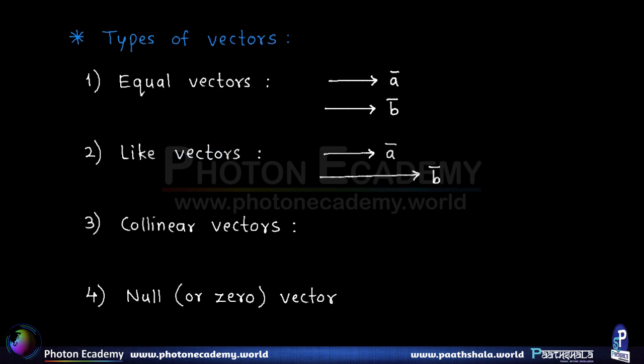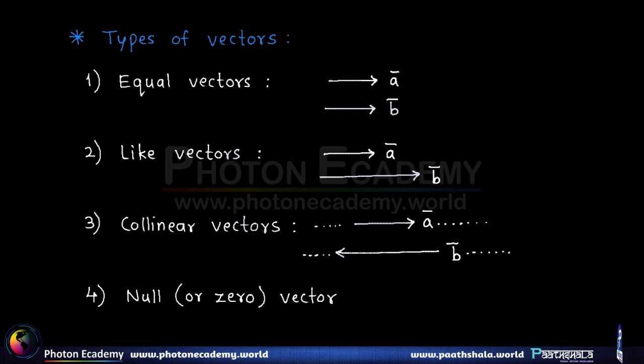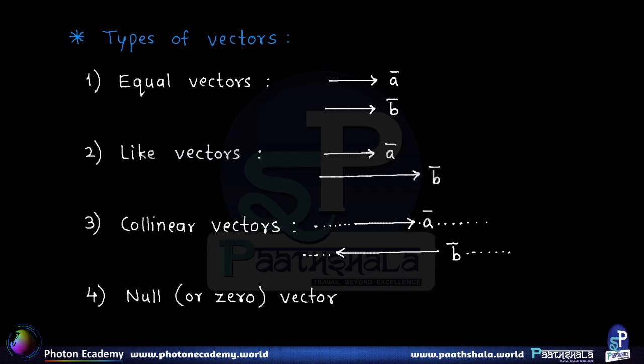Collinear vectors means the lines containing the two vectors are parallel to each other. So for example, you may have A bar and B bar like this. If you imagine the line along which A bar is lying and the line along which B bar is lying, you see that these two lines are parallel to each other. Okay, so therefore they are called either parallel vectors or collinear vectors also. Right? In case of null or zero vector, it's clear that the magnitude of the vector is 0.